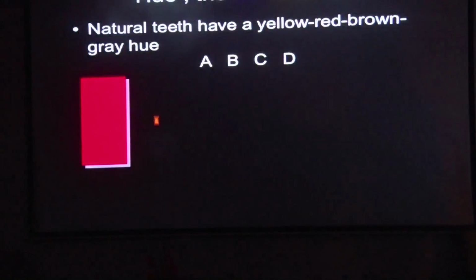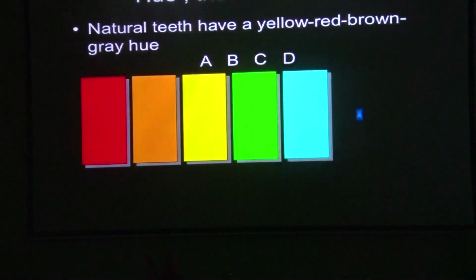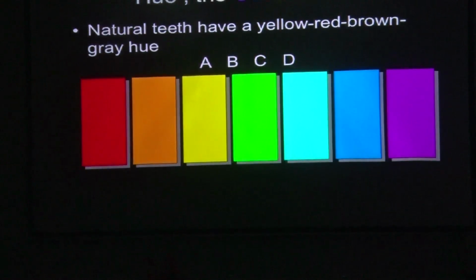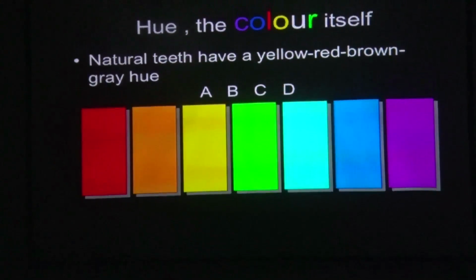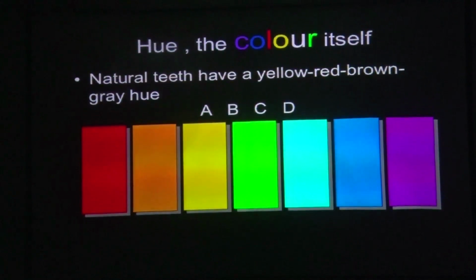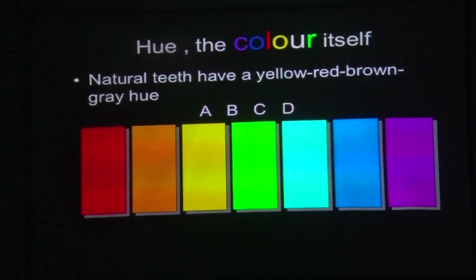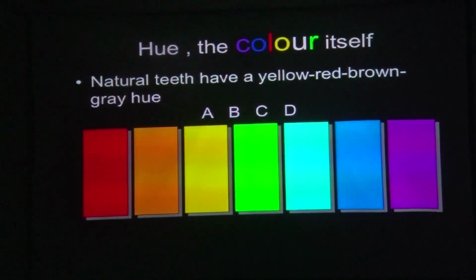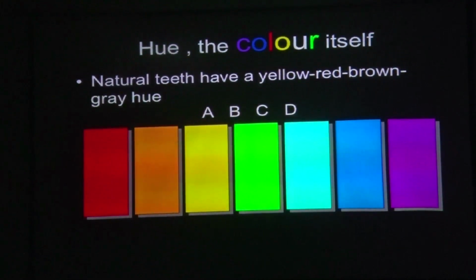So now let's try and understand color. For the next 15 minutes it will be real fun. I'm going to simulate what happens in day-to-day clinical practice. Say, for example, a patient comes to you now. Say you have to do a direct or an indirect restoration. The first thing you're going to do is map the color of the tooth. Now when you have to map the color of the tooth, the first point you need to get is the hue from the tooth.